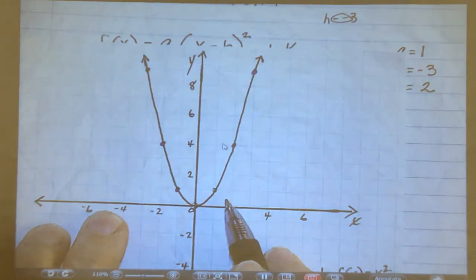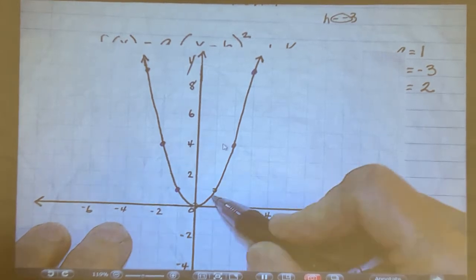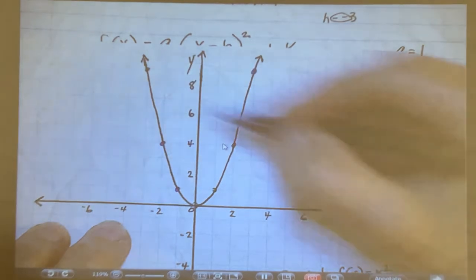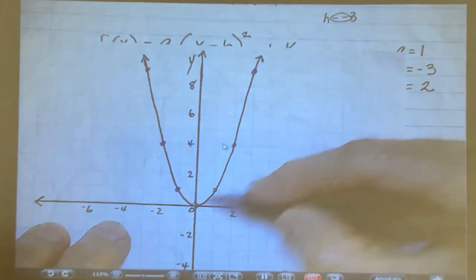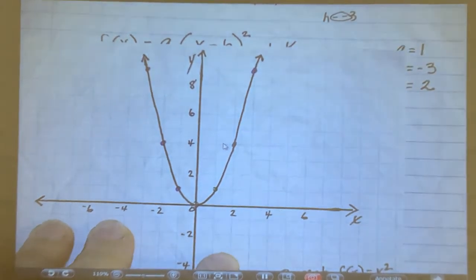Some of y'all's quadratic drawing is pretty rough looking. So don't just go connect, connect, connect and make a bunch of straight lines, because then it's jiggy-jaggy looking. Just try to make a smooth, curvy line that goes through those points. Now that's the parent one, and I'm going to label that. This is the parent function right here.